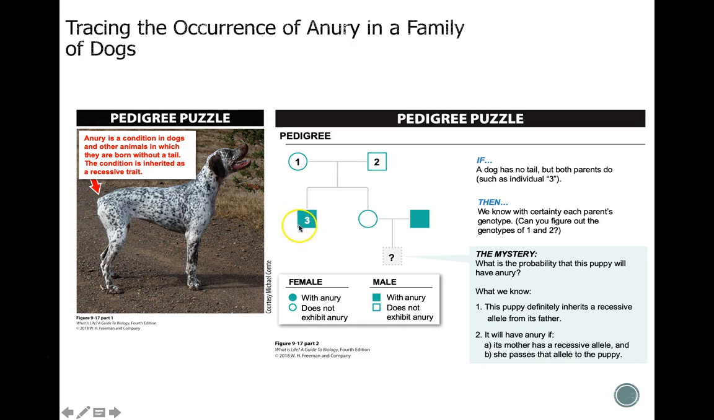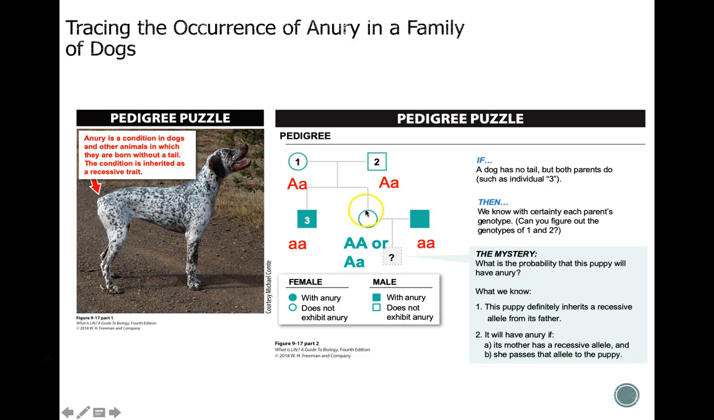If these parents produce an individual who is homozygous recessive, that means they each had to contribute a recessive allele to that individual. Great, so I have filled in the genotypes. We can go over this in class if you would like. But we know that these parents are heterozygous because they produce a homozygous recessive child or puppy. Over here we know that this one is homozygous recessive because they exhibit the recessive allele.